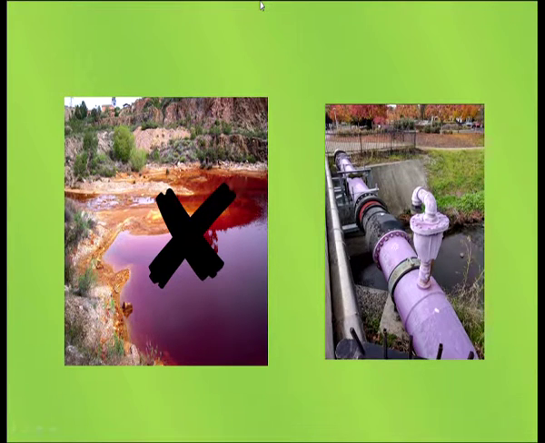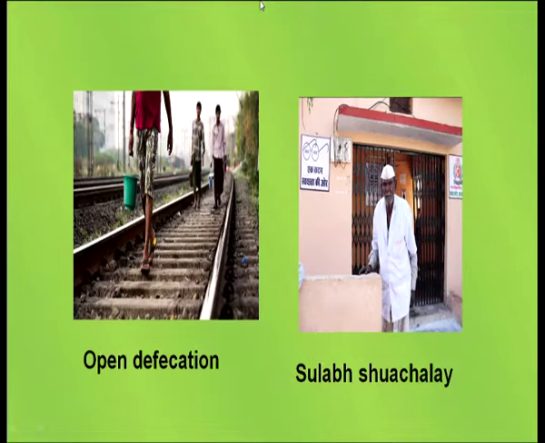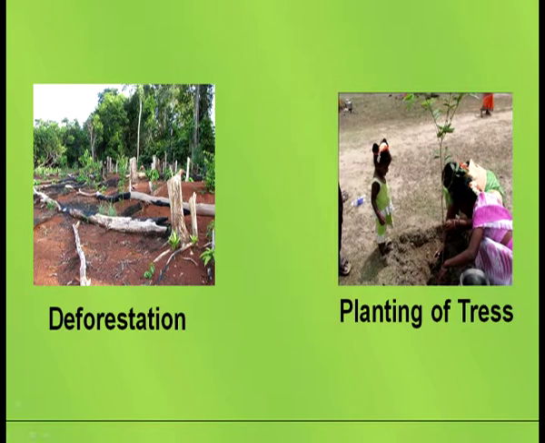Here is another picture of waste being disposed via a sewage treatment plant. Here is a picture of open defecation, which is a non-eco-friendly practice, and another picture of an eco-friendly practice, which is using the Sulabh Shauchalayas now open throughout the country. Here is another picture of deforestation and planting of trees. It is obvious from these pictures that deforestation is a non-eco-friendly practice and planting of trees is an eco-friendly practice.